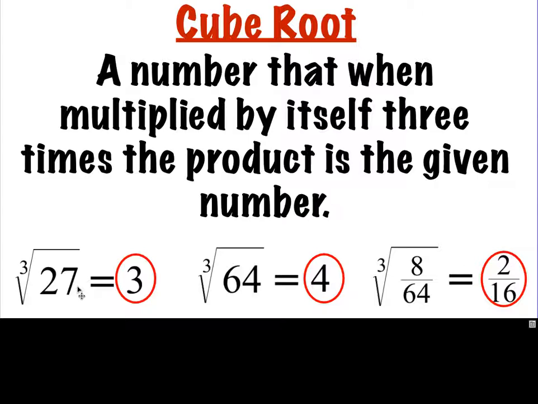When you're looking for the cube root, you'll see this radical sign, but with a 3 here, whereas before you saw the radical sign with nothing, that implies square root. Here is cube root because it multiplies by itself 3 times. So here the cube root of 64 is 4 because 4 times 4 is 16 times 4 is 64.